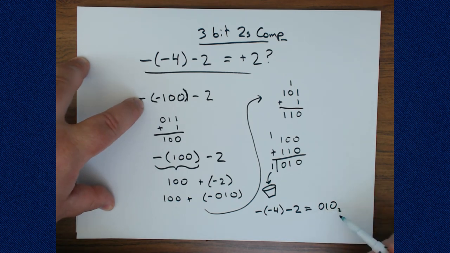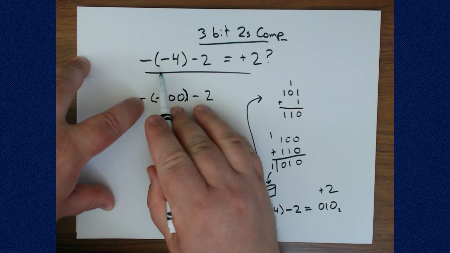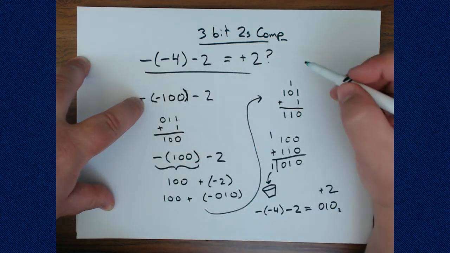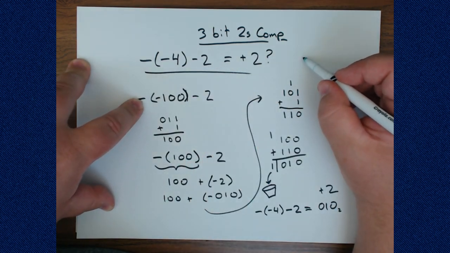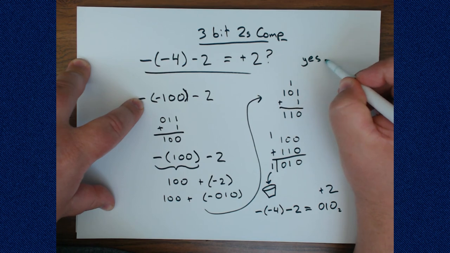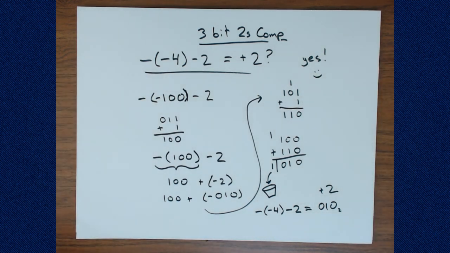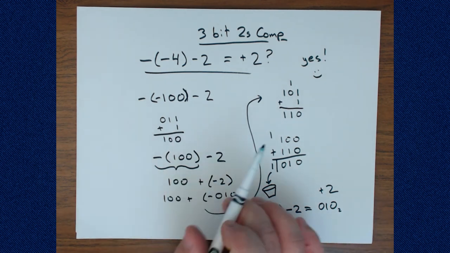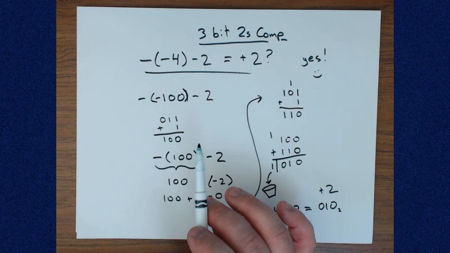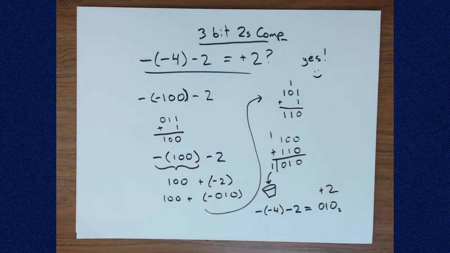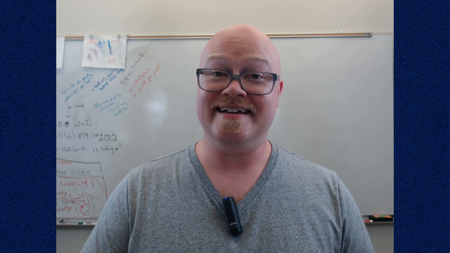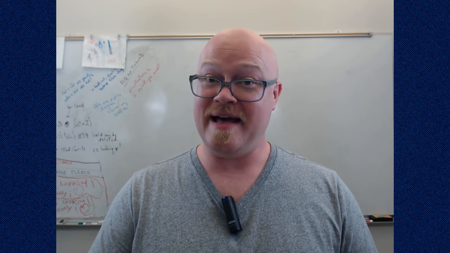And what's 0, 1, 0 binary? It's positive 2. So it turns out our question about whether or not this works out is correct. It does work out. So we're in great shape. So even though we have this weird caveat of the negative of our extreme negative value turning out to be the same bit pattern as the extreme negative value, mathematically it works out.